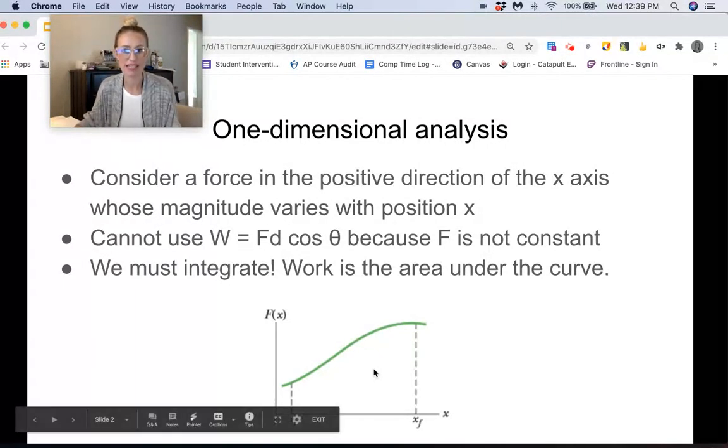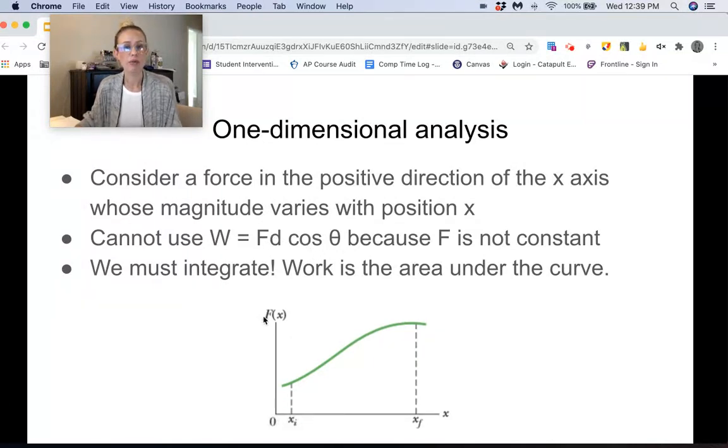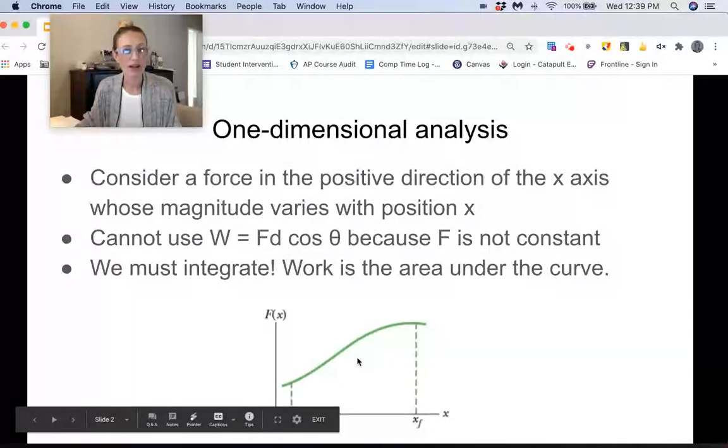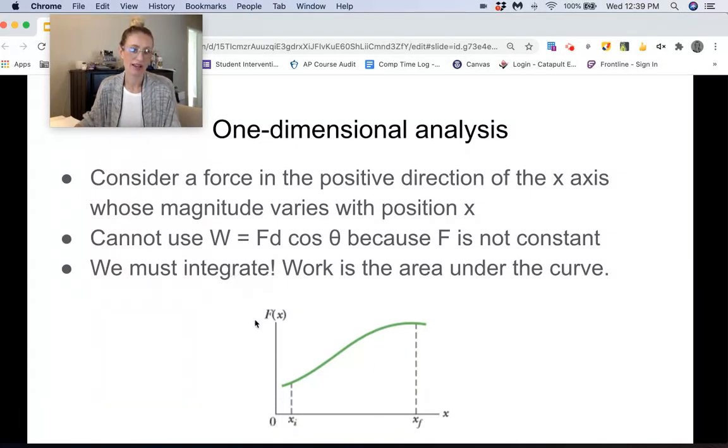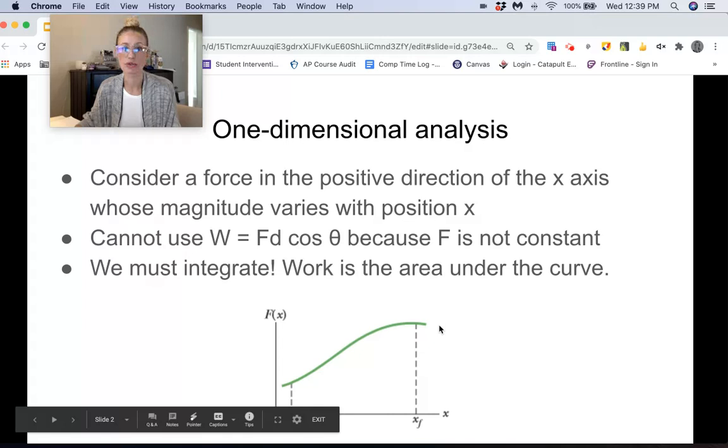But remember, if we're taking the area, it's going to be base times height, and the base here is our displacement, and the height is force. So we get force times displacement, and that, again, is the work equation, force times displacement, of course, times the cosine of theta. That reminds you that the work done is the area under the curve, and because it's the area under the curve, you're integrating this function to find work.